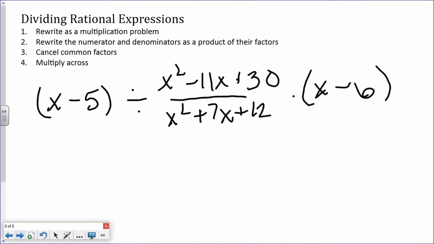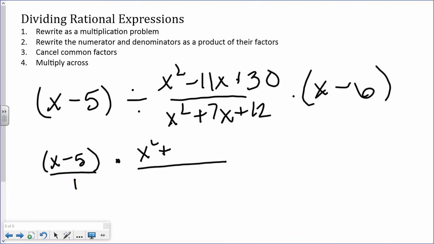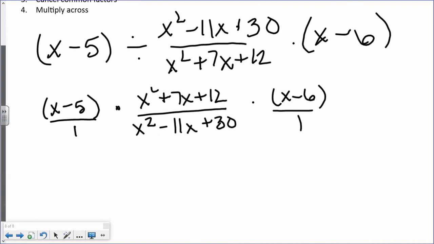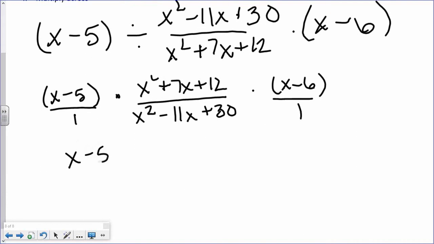This one is a little more complicated, but it's just combining the two things that we've learned, dividing and multiplying rational expressions. So I'm going to first rewrite it as all multiplication, times the reciprocal here. And now I'm going to rewrite it as a product of factors, which means I need to factor that middle term, the numerator and the denominator.